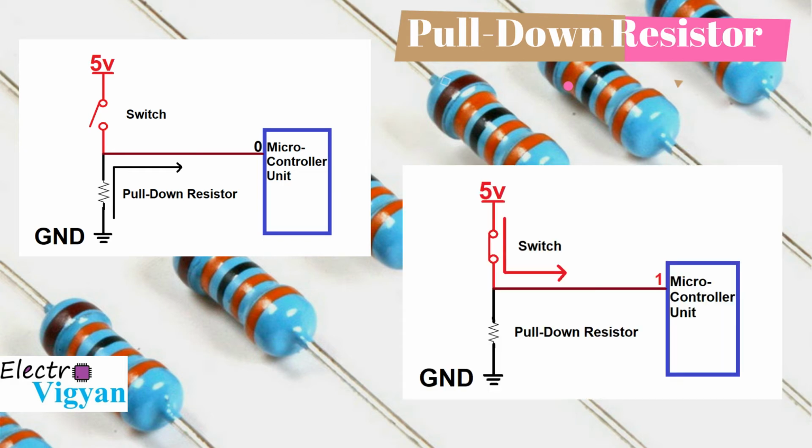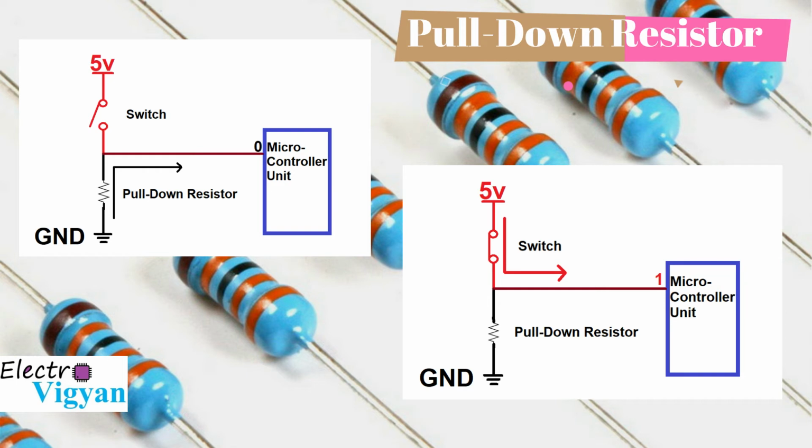And when the switch is closed, the 5V from the switch tries to go to the ground, but there is a resistor whose value is greater than the resistance of the input pin of the microcontroller, so the voltage goes to the input pin of the microcontroller, and thus we will get logic high at the input pin of the microcontroller.